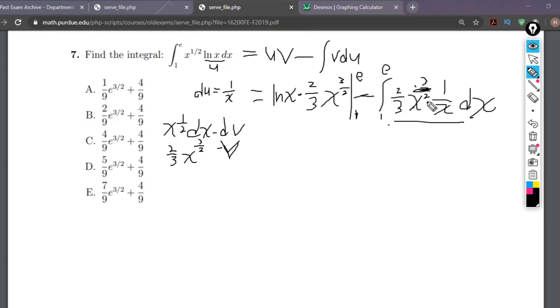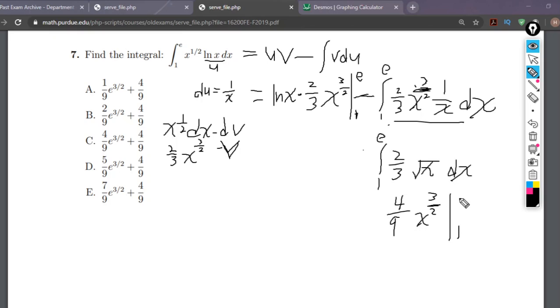And let's just look at this first. x to the 3 over 2 power is x to the 2 over 2 times x to the half, adding exponents. So x to the 1 is x. Then that x would cancel out with the x in the bottom. So you would be left with just 2 over 3 times x to the half, which is just root x. So this integral would be pretty straightforward. It's just 4/9 x to the 3 over 2 power, evaluated from 1 to e.